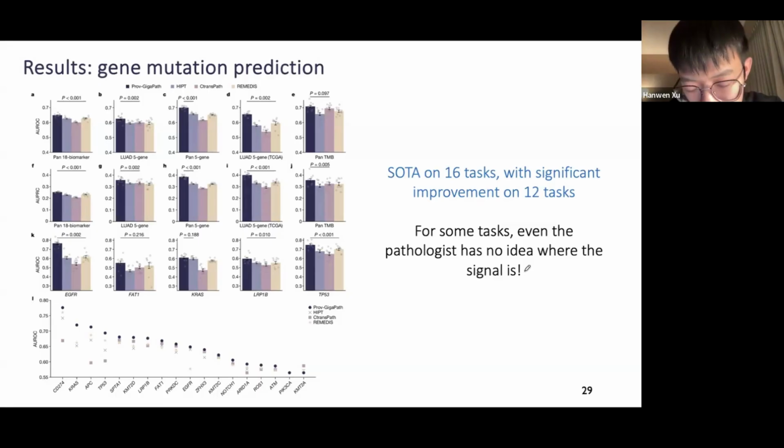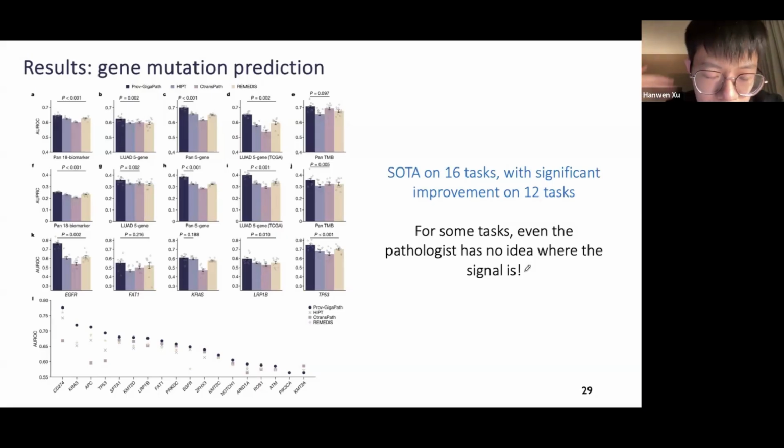But here we didn't do the cherry picking. We try to evaluate our model in the most challenging setting. And indeed for some tasks, even world-class pathologists have no idea where the signal is. So taking everything together, we can see that our model gained a superior performance, but to be honest, on certain tasks it's still not that great because the setting is too challenging.